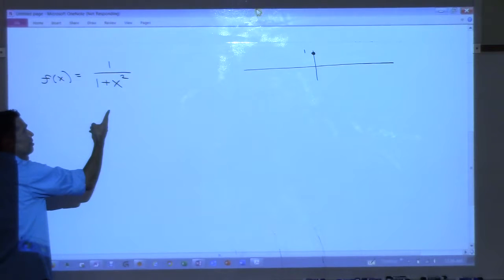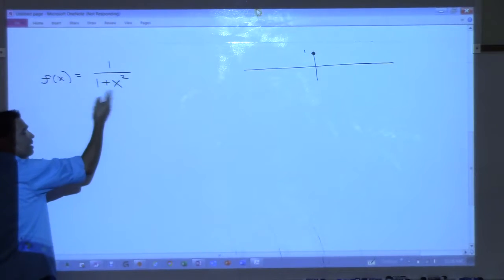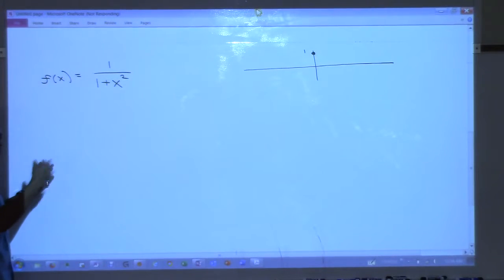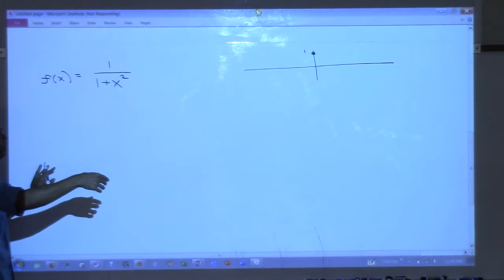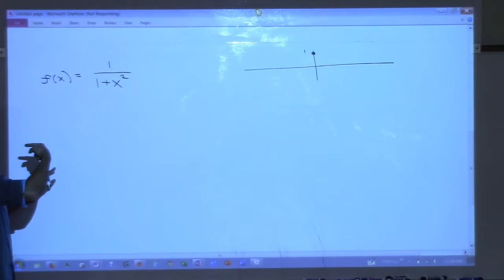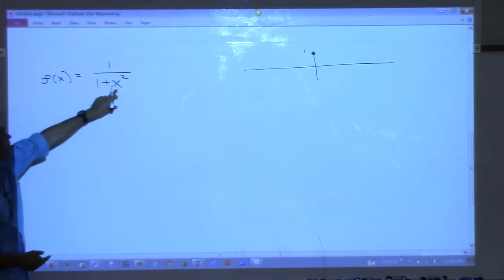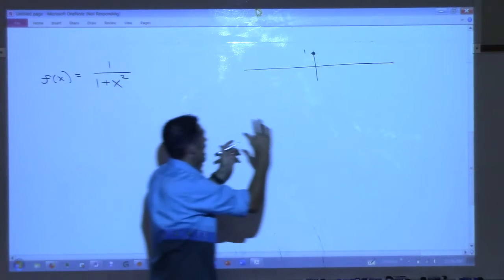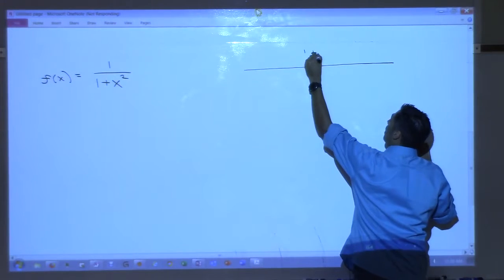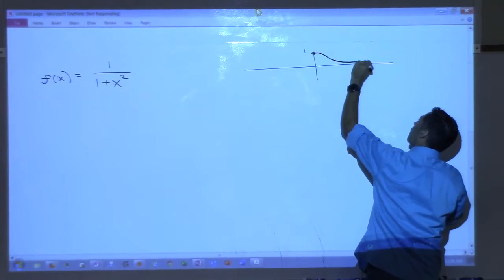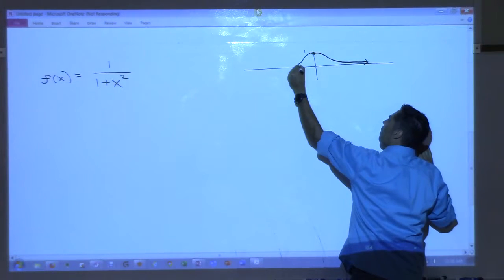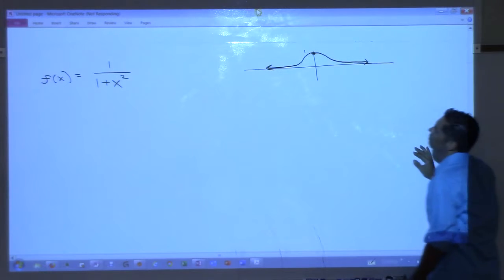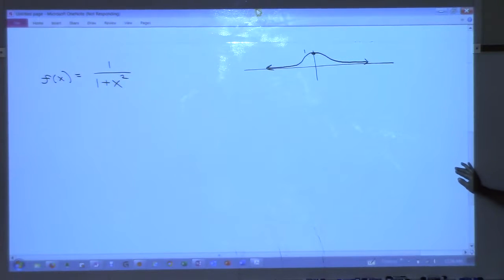What if I plug in 2? It's going to be a fifth. Plug in 3, it's going to be a tenth. So as we go out that way, it's starting to die down, yes? What if we go out the other direction? Same thing, exactly the same thing because it's squared. So it's symmetric to the y-axis. If you graph this, it actually looks like this. Okay, that's what that would look like.